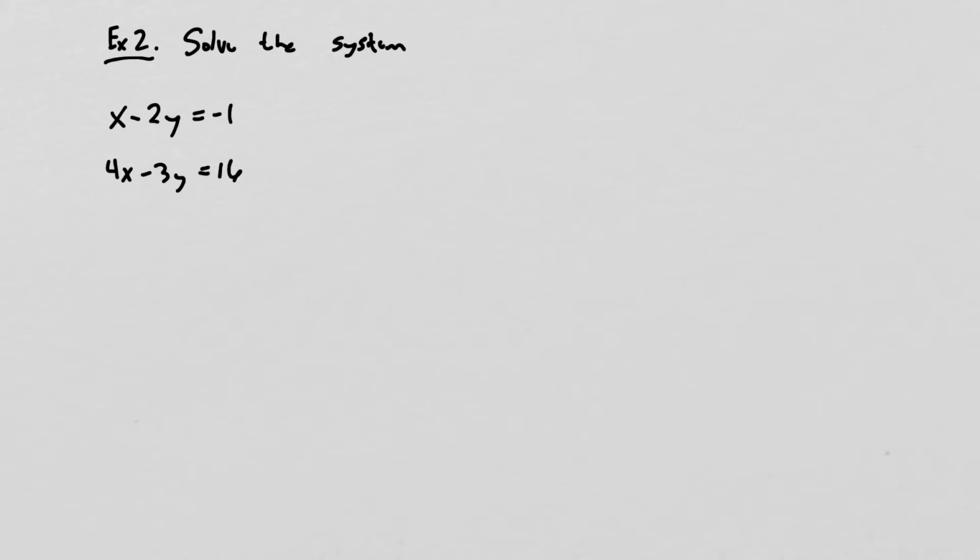In our first example using substitution, we're going to solve the following linear system. Let's call this equation 1, and we'll call this equation 2. For equation number 1, let's add 2y to both sides, and our linear system becomes x is equal to 2y minus 1. Nothing changed for equation 2, so we still have the following.